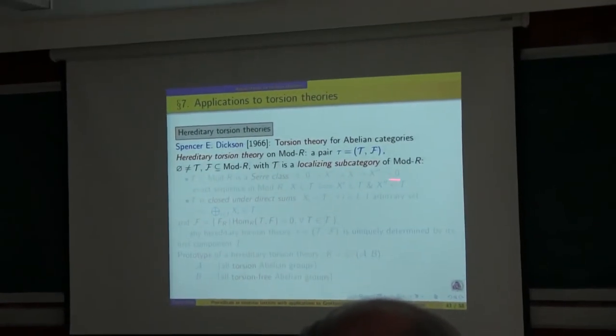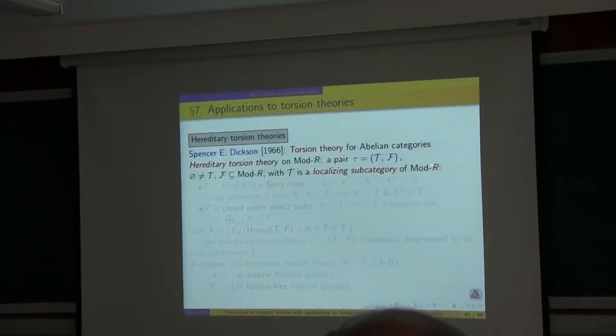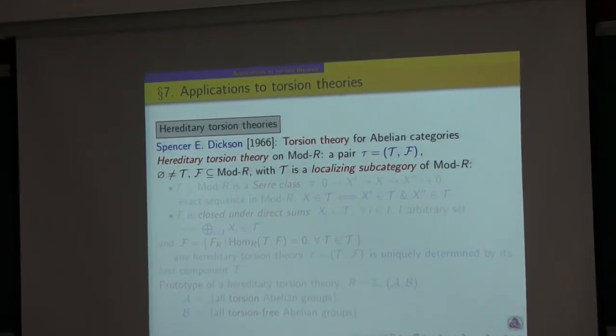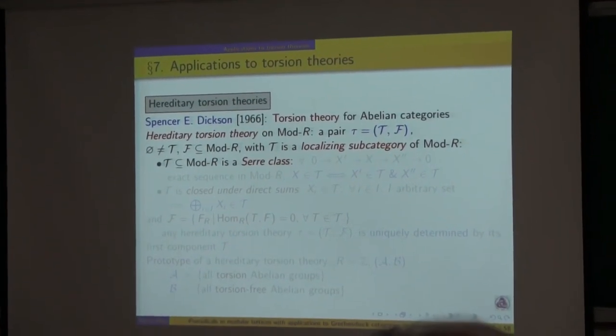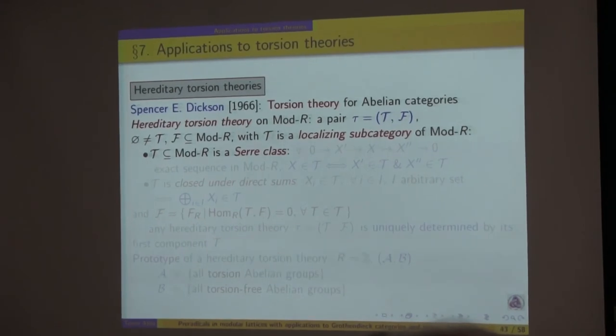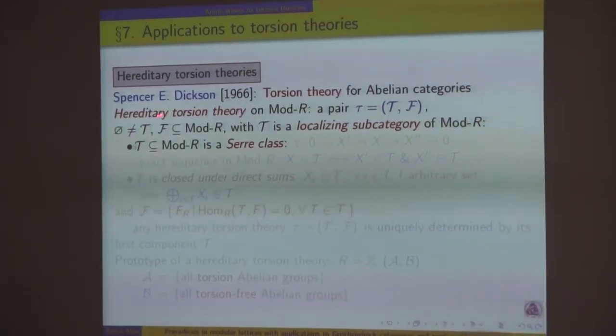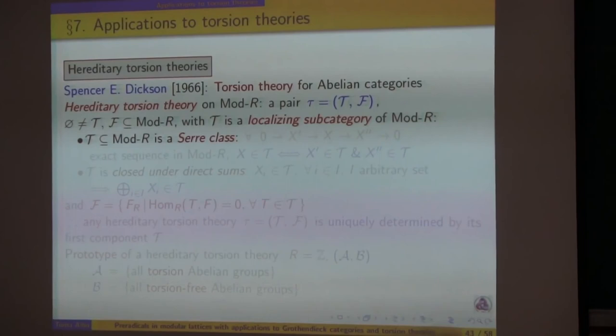What is a hereditary torsion theory for modules? I will give it only for modules. There are many, many ways to define torsion, so I take the simplest one. A hereditary torsion theory of modules is a pair of non-empty classes of modules. T is a localizing subcategory, a notion due to Pierre Gabriel. T is a Serre class. What is a Serre class of modules?